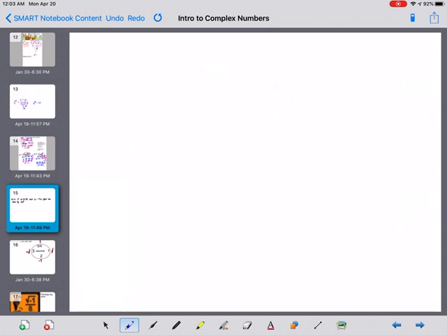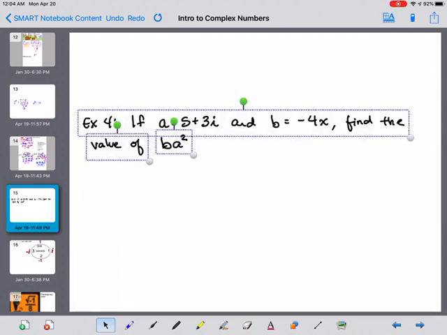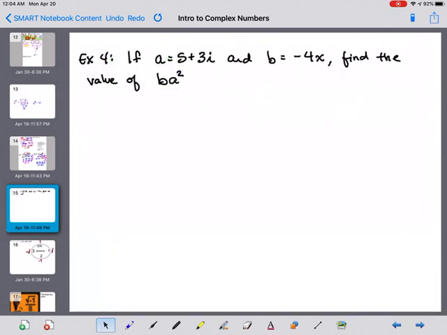Okay, last one that we're going to look at and then we are all done. Here's our example 4. If A equals 5 plus 3i, B equals negative 4x, find the value of BA squared. All right, well, I just have to plug in. The B was first, and then it had an A next to it and a squared. And I have to put parentheses anytime I plug in. So the B is going to be what the B is equal to, negative 4x. That goes in parentheses. And then the A is going to be what the A is equal to, 5 plus 3i, close parenthesis, and the squared goes outside.